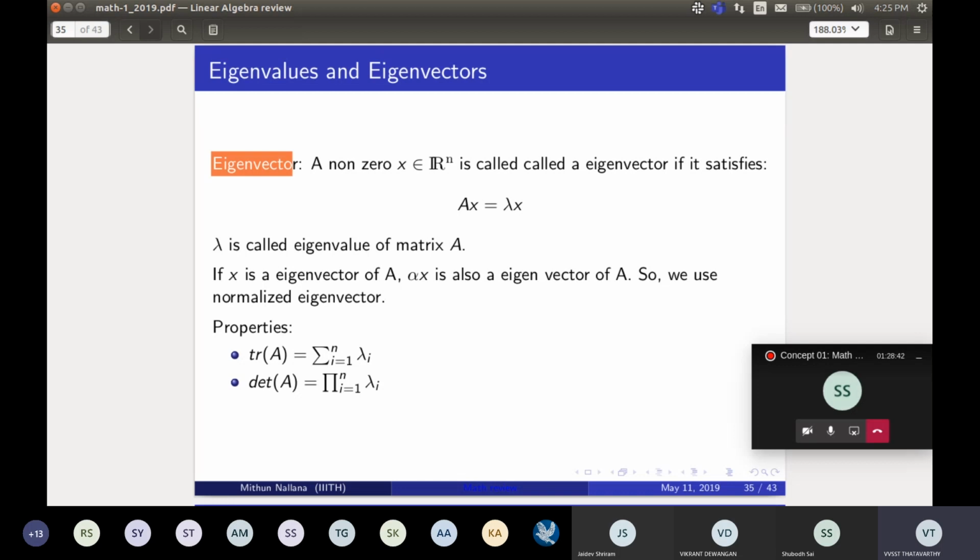And here we have one more very important thing called eigenvalues and eigenvectors. Eigenvectors are those x that satisfy Ax equals lambda x in general, and lambda is called an eigenvalue. The x that satisfies this particular equation is called an eigenvector. Now there are some properties that we can infer from the eigenvalues. If you sum up all the eigenvalues, you get the trace, and if you take the product of them, you get the determinant.